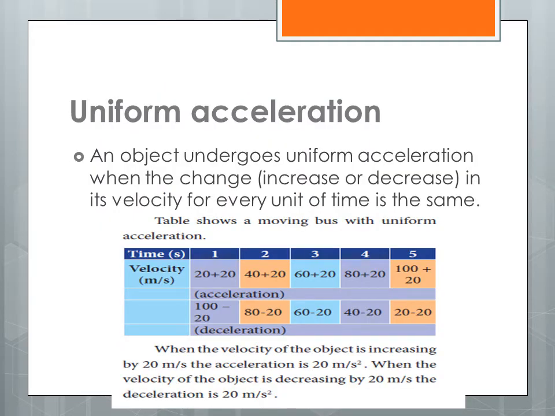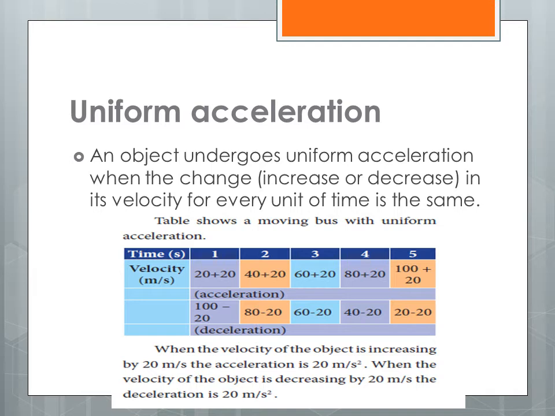Uniform acceleration. An object undergoes uniform acceleration when the increase or decrease in its velocity for every unit of time is the same. Table shows a moving bus with uniform acceleration. Time, velocity by second. Acceleration is given, 1 to 5. 20 plus 20 equal to 40 plus 20, 60 plus 20, 80 plus 20, 100 plus 20.